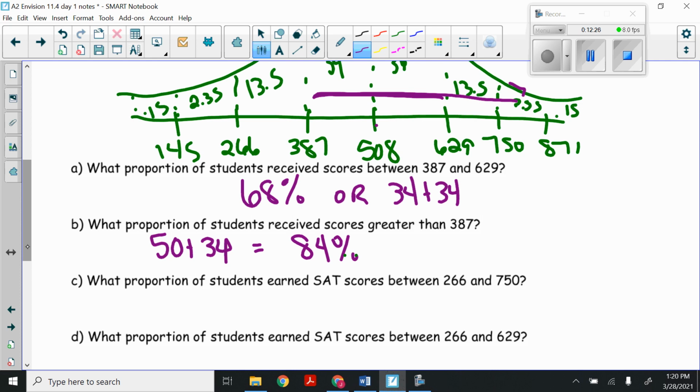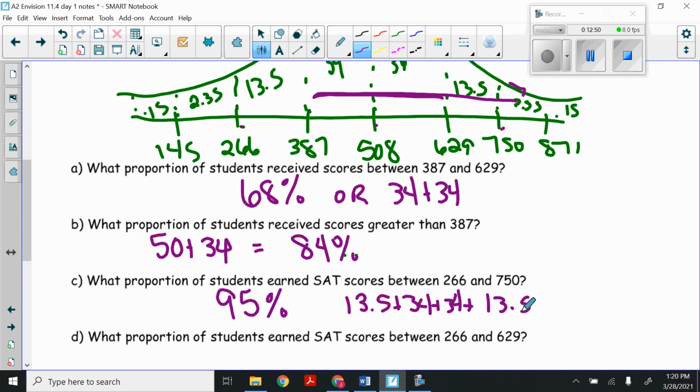C, what proportion of students earned SAT scores between 266 and 750? Again, between 266 and 750. So that's within 2 standard deviations. So hopefully we memorize that, 95%. Or I would just have to add up all of those. So I would add up the 13.5 plus 34 plus 34 plus 13.5.